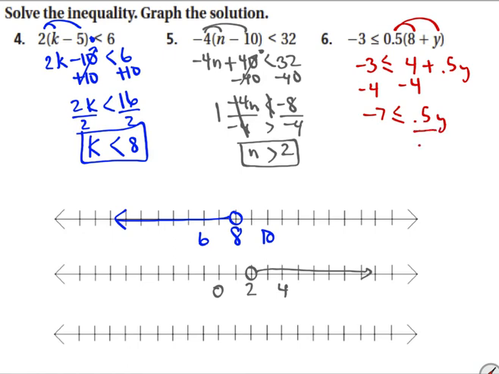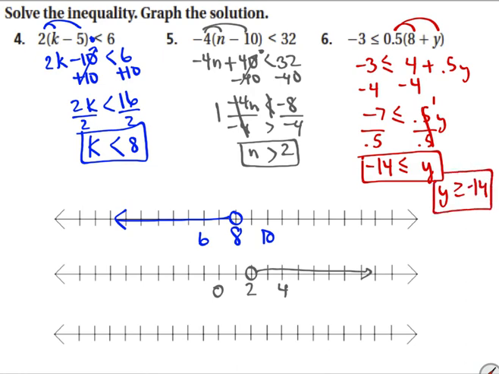Next, we need to divide by 0.5. Now realize here, since we are dividing by a positive number, the sign will remain the same. Negative 7 divided by 0.5 is negative 14. 0.5 divided by 0.5 is 1, so 1y. We get y is greater than or equal to negative 14, or negative 14 is less than or equal to y. So at negative 14, we'll get our boundary. Let me throw in a couple more numbers here. Okay, and our boundary is filled in. It says y is greater, so our arrow goes towards the larger numbers. And that's it.